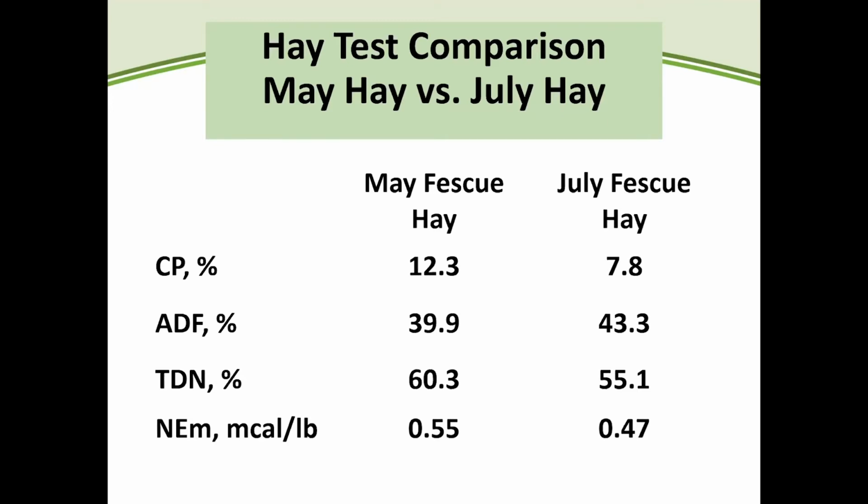So what I have here are two hay samples that were taken from the same farm during the same growing season. There was some hay that was cut in May and some in July. So as we look at the May fescue, it has higher protein, lower fiber, higher energy, both TDN and net energy maintenance. So exactly what you would expect versus the July hay. What do we do with these numbers? Okay, so this is where we get into the utilization of these forage test numbers.